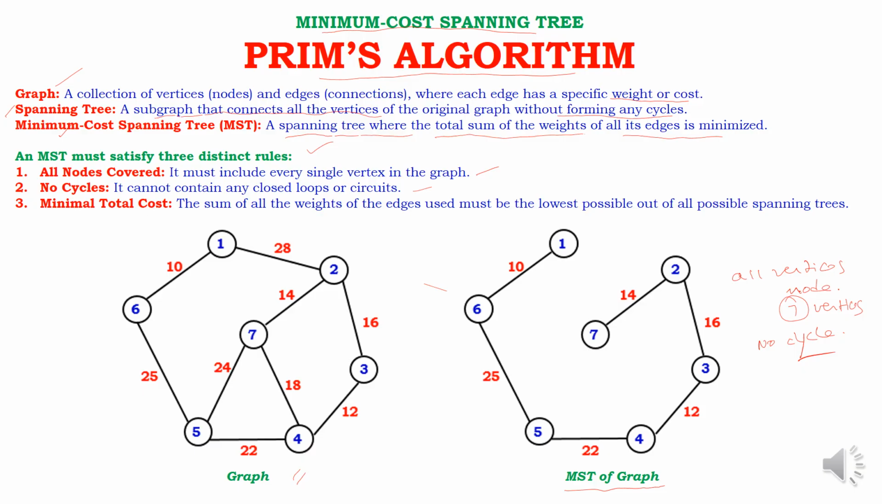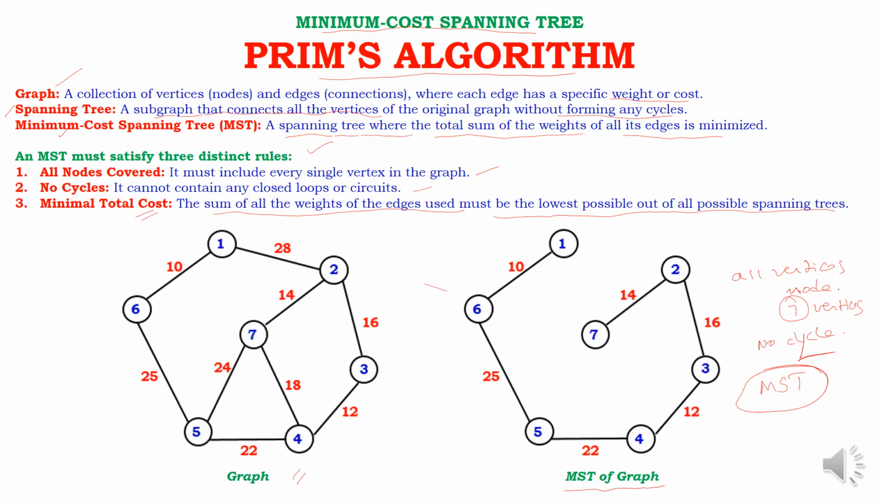Then the third one is minimal total cost. The sum of all weights of edges used must be the lowest possible out of all possible spanning trees. There may be so many spanning trees. Out of all the spanning trees, the sum of all the weights is minimum here, which is said to be minimum cost spanning tree or MST.